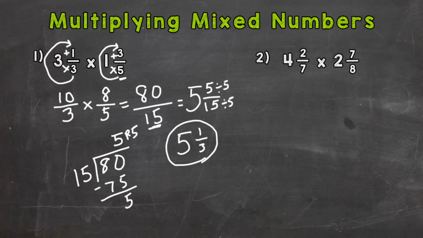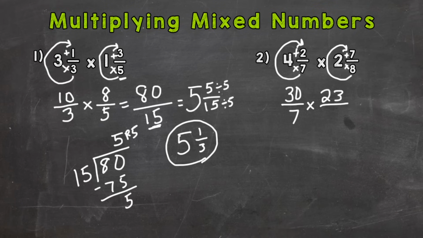Let's take a look at number 2. First thing we need to do, change to improper fractions. So I come around, 4 times 7 is 28, plus that 2 is going to be 30. Keep the denominator of 7 the same, times, come around here, 8 times 2 is 16, plus that 7 is 23/8. Again, when you change the mixed numbers to improper fractions, you're not changing the value of the problem or the mixed numbers in the problem. We're just changing it to a different form.